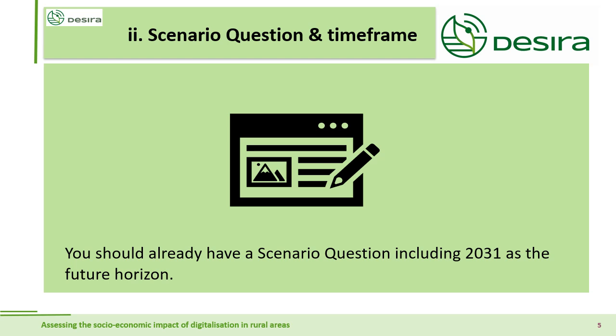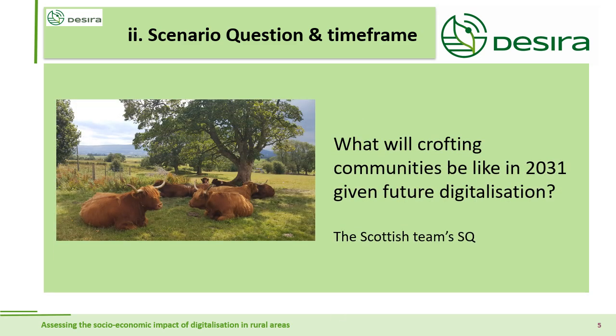You should already have a scenario question, including 2031 as the future horizon. For example, the Scottish Living Lab has the following scenario question. What will crofting communities be like in 2031 given future digitalisation? We will be using the Scottish Living Lab case to provide examples throughout this guide.